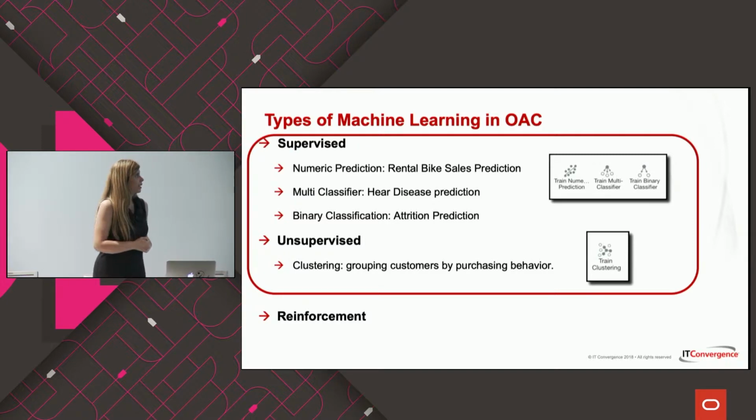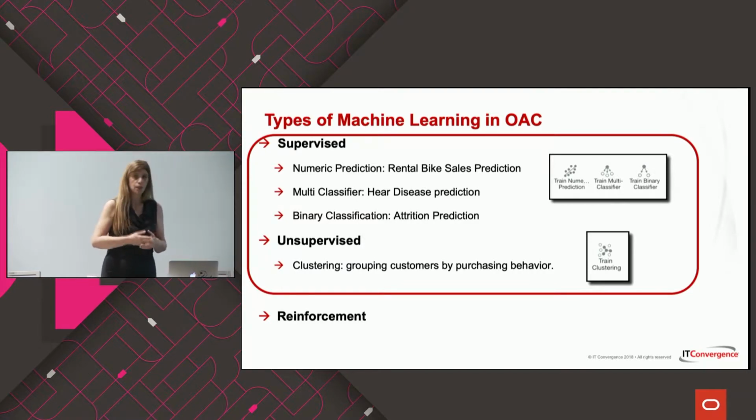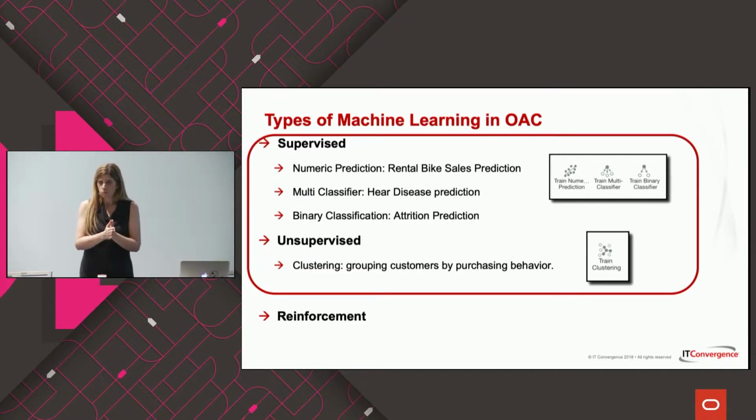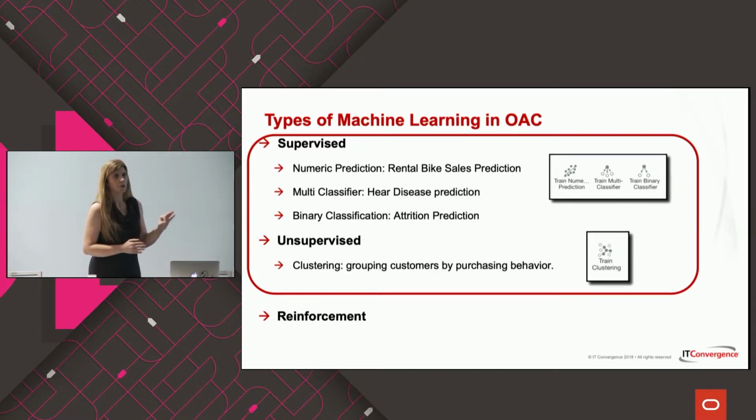When we have a binary classification, the answer is yes or no, just two values. For example, attrition prediction. I have a lot of people leaving the company, so I want to predict which people have more tendency to leave. They're going to leave or not, yes or no. This is attrition prediction and it will be a binary classification model. The other model is multi-classifier. Sometimes I don't have only two values.